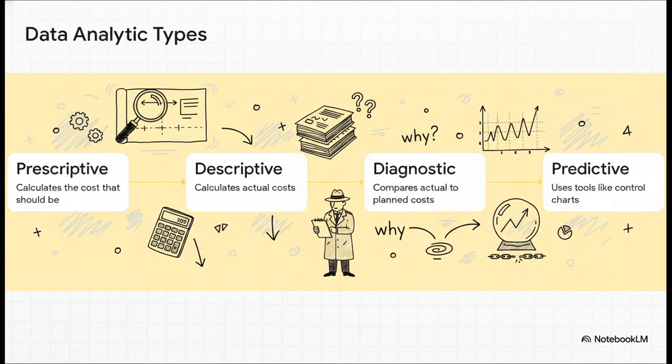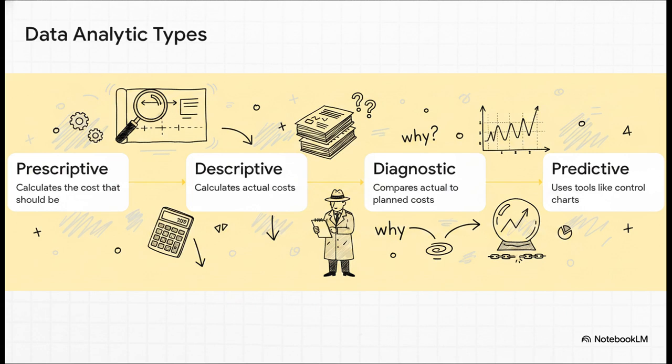To crack this Sanchez mystery, we need to completely reframe how we think about standard costing. It's not just boring accounting. It is actually a dynamic four-step data analytics model built for executive decision-making. First up, it acts as a prescriptive analytic. It tells us what the cost should be in a perfect world. Second, it's descriptive, meaning it calculates the actual real-world cost we incurred.